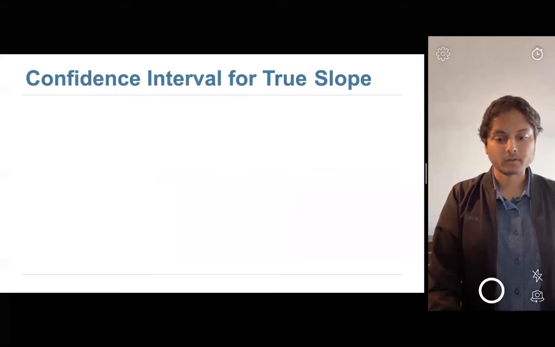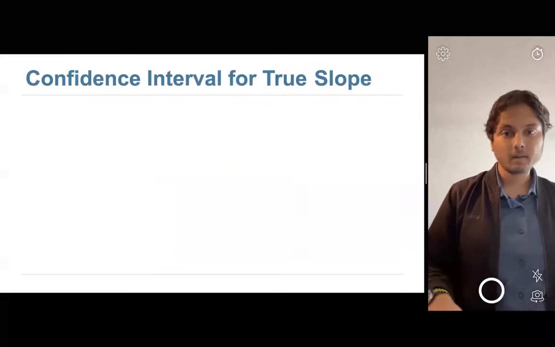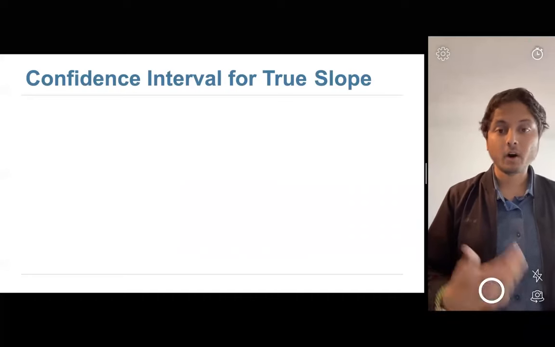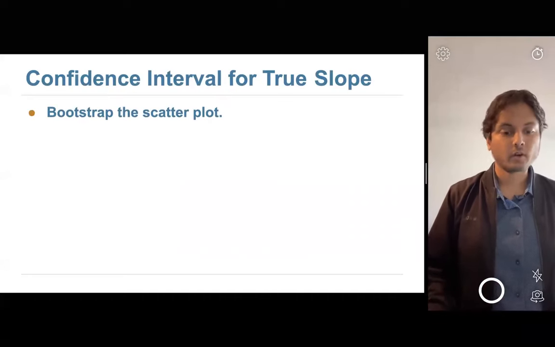Cool. So the last thing that I want to talk about is this concept of the true slope. What is the true slope? We won't ever really know, but the idea is how do we see if we can estimate it as reliably as possible. Using the same kind of technique we just did, we could create a confidence interval for the slope. So how do we do this?